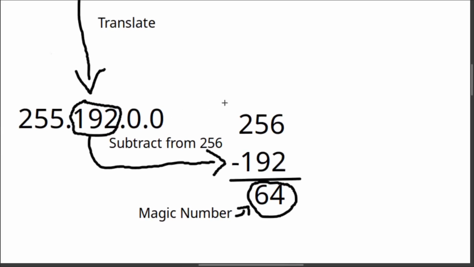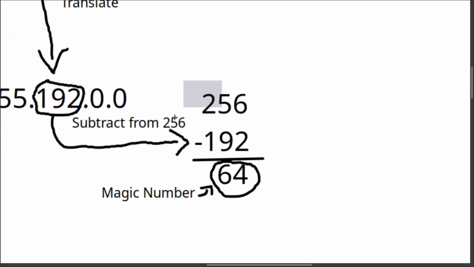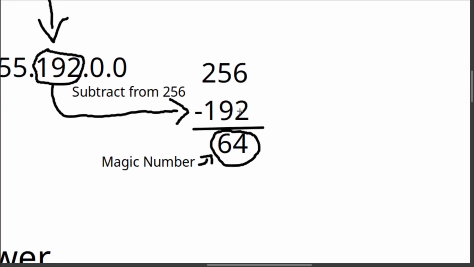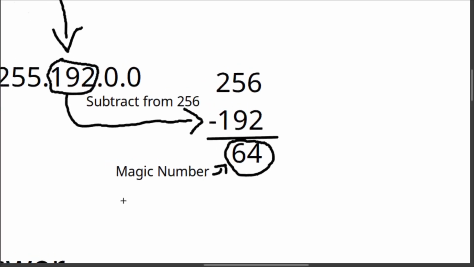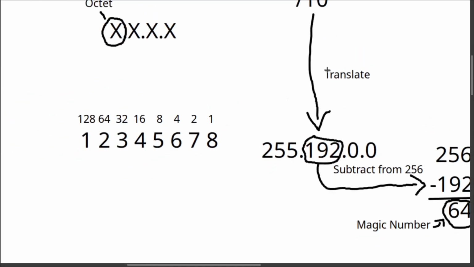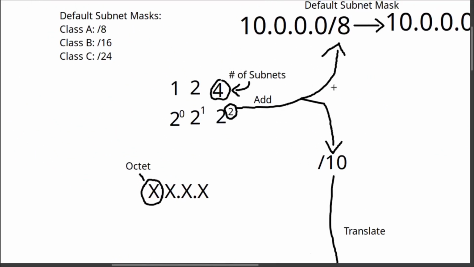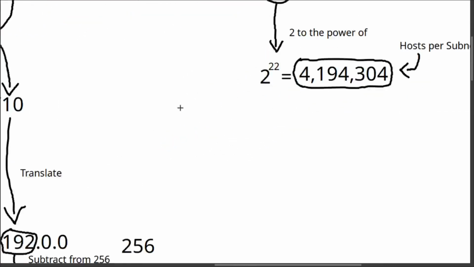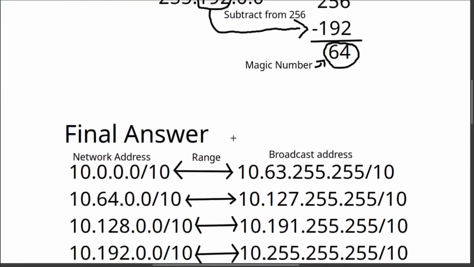So we're going to subtract this number right here, the 192, from 256. Because once again, that is the highest number you can go to. And that will give us 64. Now, we have our magic number, 64. We have our number of subnets, 4. And we have our hosts per subnet. And that is all the information that we need to find our final answer.